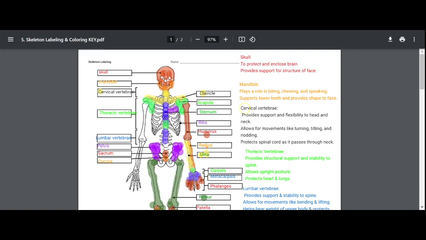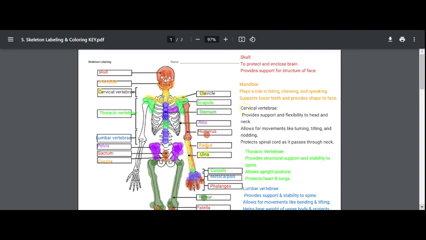Up next, we have the thoracic vertebra in green. Okay. So this region right here is the thoracic vertebra, and the thoracic vertebra provides structural support and stability to the spine, allows upright posture, and protects the heart and lungs. Okay, so again, this right here is the thoracic vertebra.